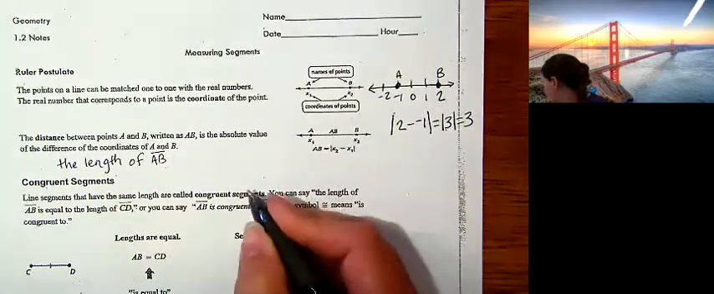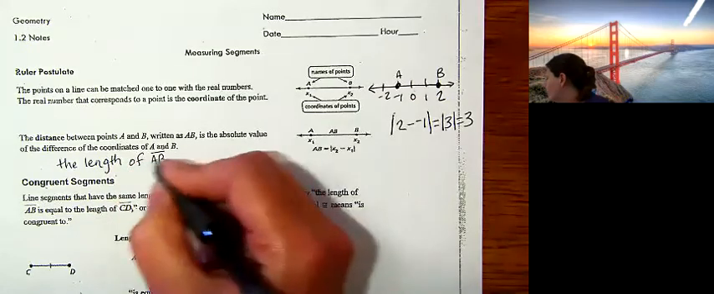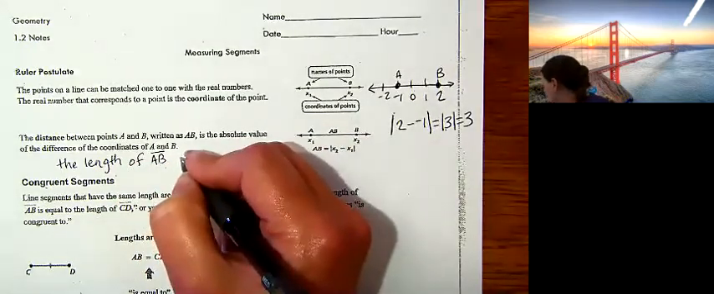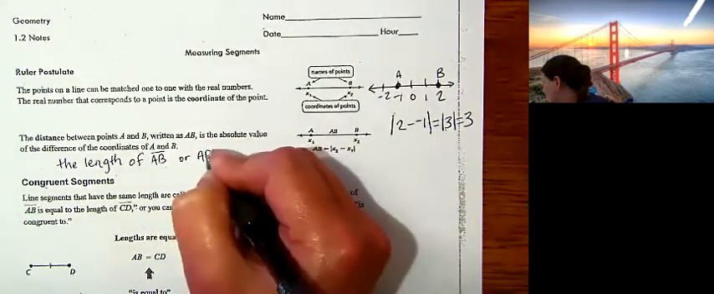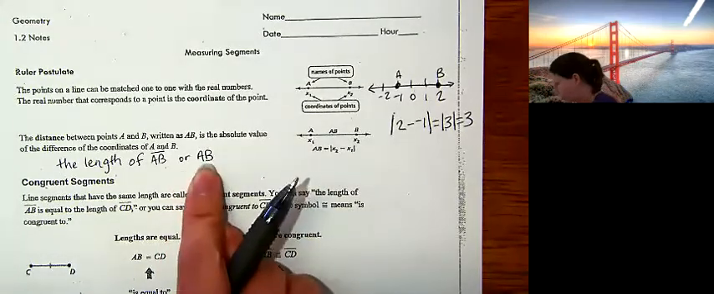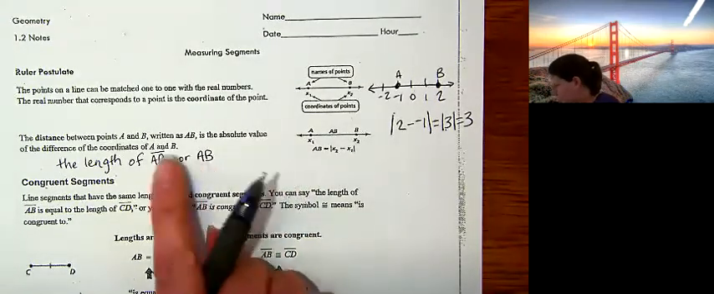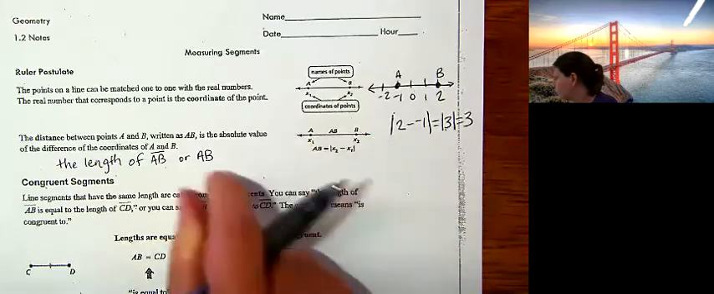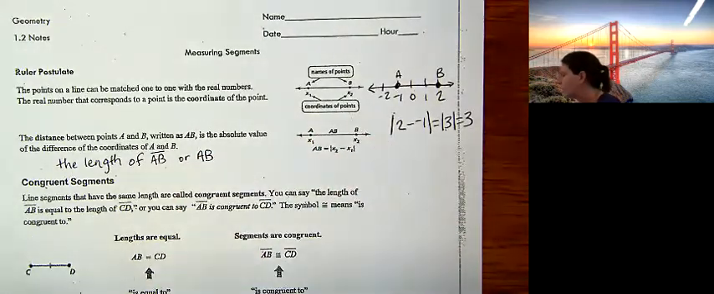In this case, AB. So instead of having to write out the length of segment AB, we could just say AB, and notice I didn't put a symbol above it because I'm not talking about the segment, now I'm talking about the length of it. The length is an actual numerical value.